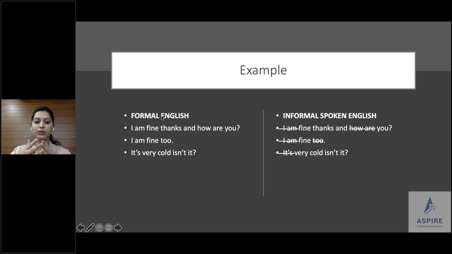So yes, in formal English, they would say, I'm fine, thanks, and how are you? So informal English would be fine, thanks, and you? So it's very cold, isn't it? You just directly say in informal English that, very cold, isn't it? So please try to avoid informal spoken English during your speaking test. So again, these examples just serve as a do and a don't during your speaking test time.